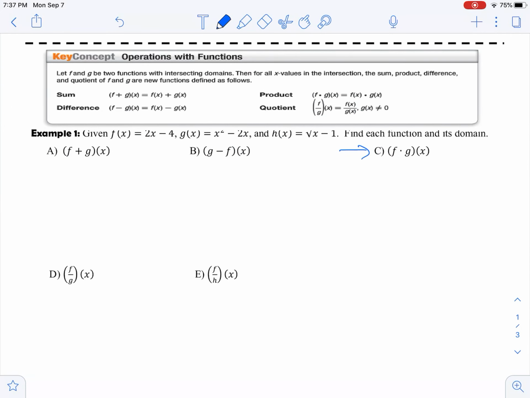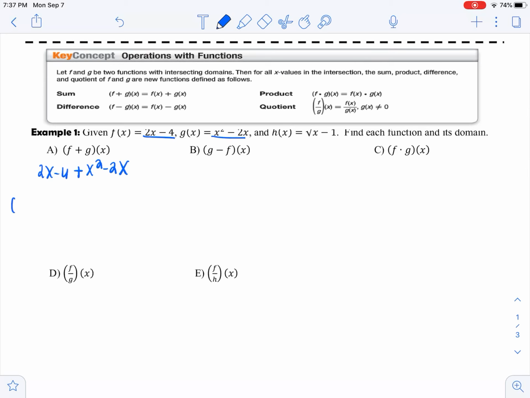Also notice the directions say also find the domain of each function. So it's good practice with that we just learned. Okay, so this says add f and g. So here's f, here's g. I want to add them. So all that I'm doing is combining like terms. Okay, so I have 2x minus 4. And to that, I'm adding x squared minus 2x. So combine like terms since it's just addition. Write it in standard form too.